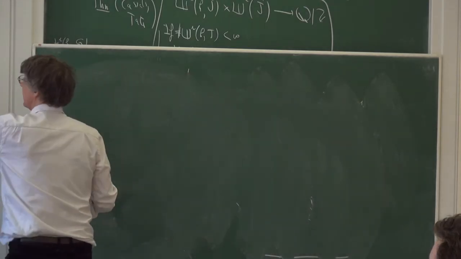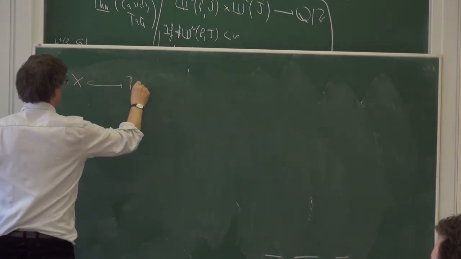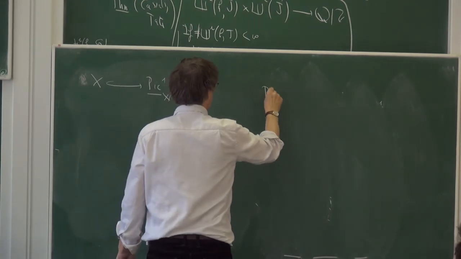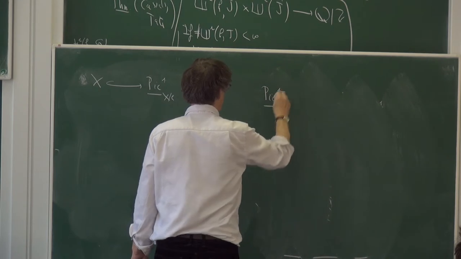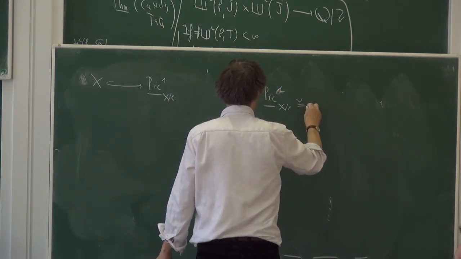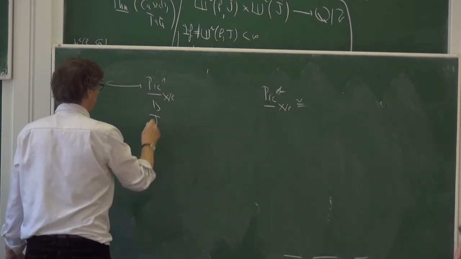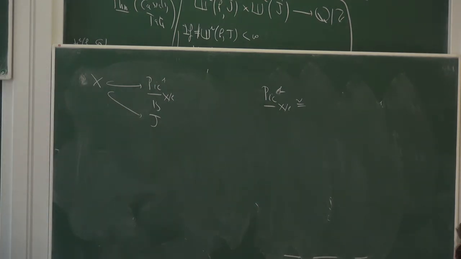So this Pic^1 is a trivial homogeneous space. Pic^1 of X over K is in fact trivial, so it's isomorphic, and it defines a map. There's an isomorphism with Pic^0, which is J. So we do have a map from X into J. All there is to say at this point.